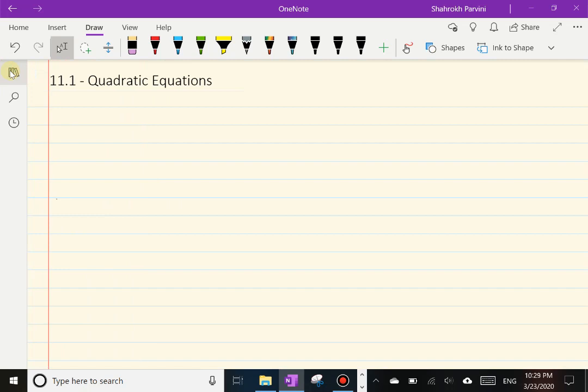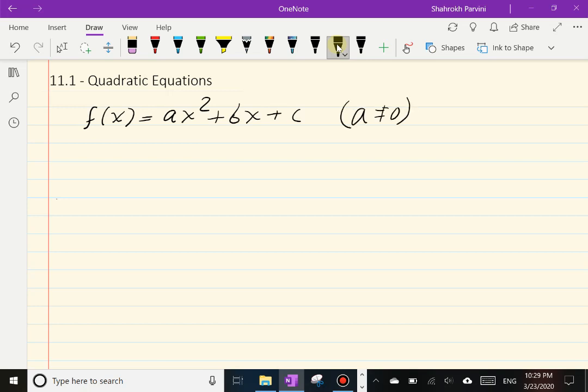Now, the general form of a quadratic function is going to be f of x equals ax squared plus bx plus c, where a is different from 0. Again, because if a is 0, the first term is going to be 0. So the function reduces to a linear function actually. We no longer have a quadratic function.